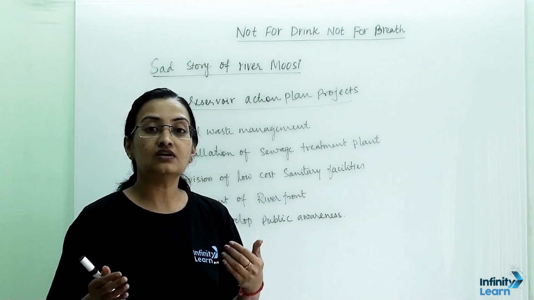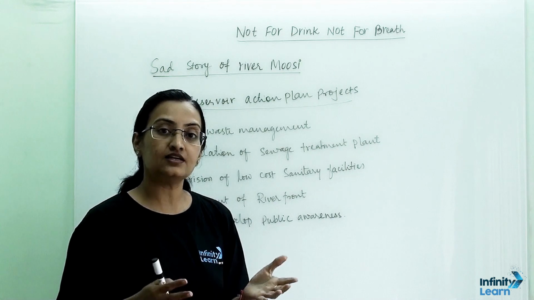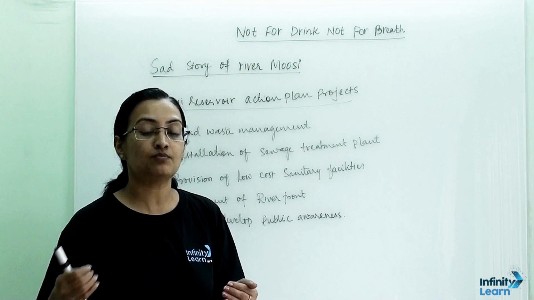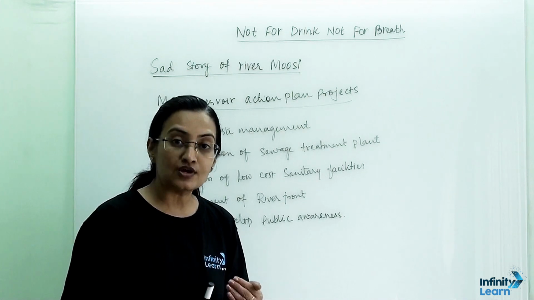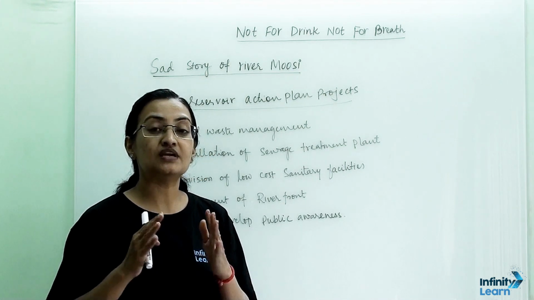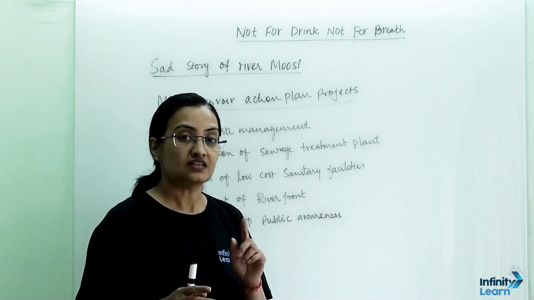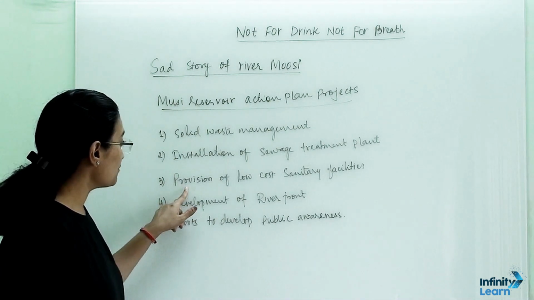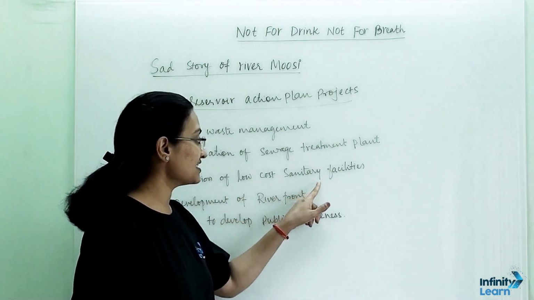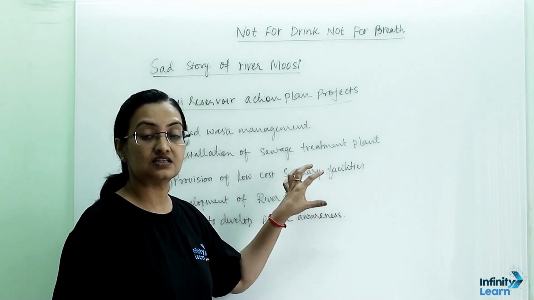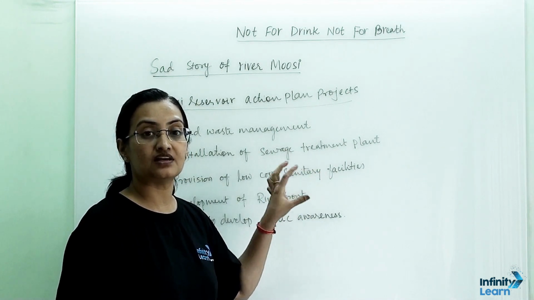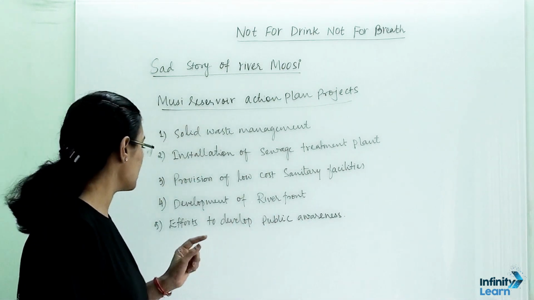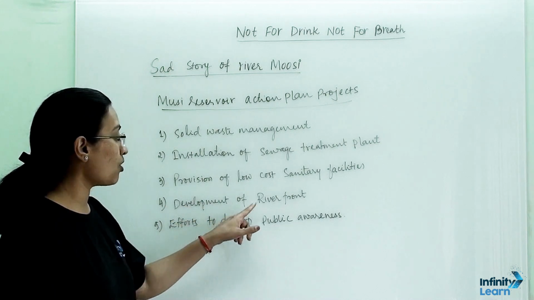Second is installation of sewage treatment plants. Earlier, people were leaving the sewage water directly into the river. After this, the government installed sewage treatment plants in which the sewage water is treated until it is clear and harmless. Only then will they discard this water. Third is provision of low-cost sanitary facilities. These facilities were indeed very helpful because people started using them and stopped polluting the river water.